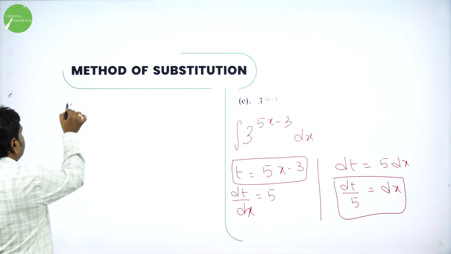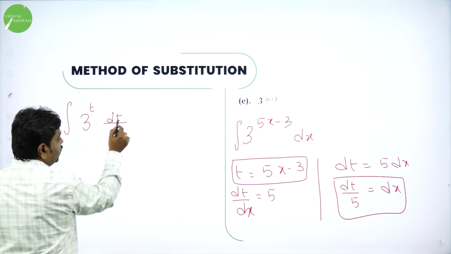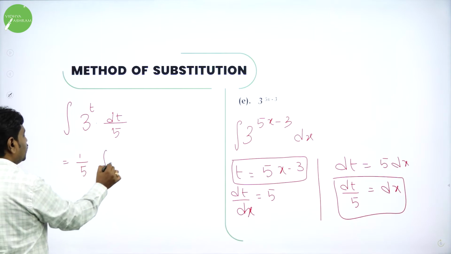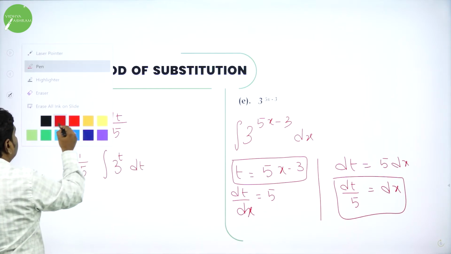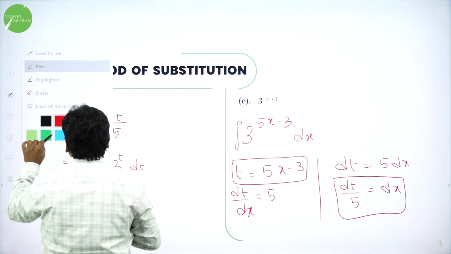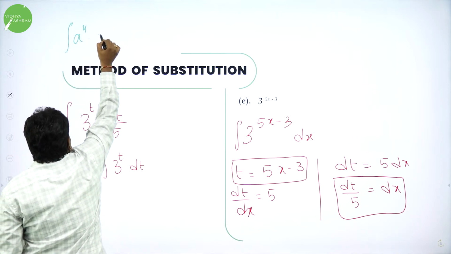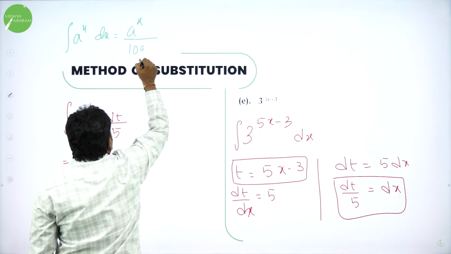So the given problem becomes integration of 3 power t into dt divided by 5. So 1 by 5 is constant, take it out. Integrate 3 power t dt. Now it is in the form of integration of a power x. Let us recollect the formula. What is the formula? Integration of a power x dx is a power x divided by log base e a plus c.